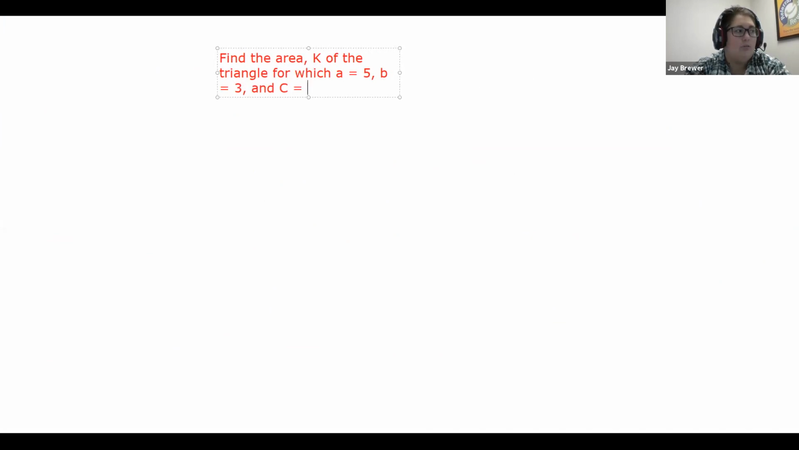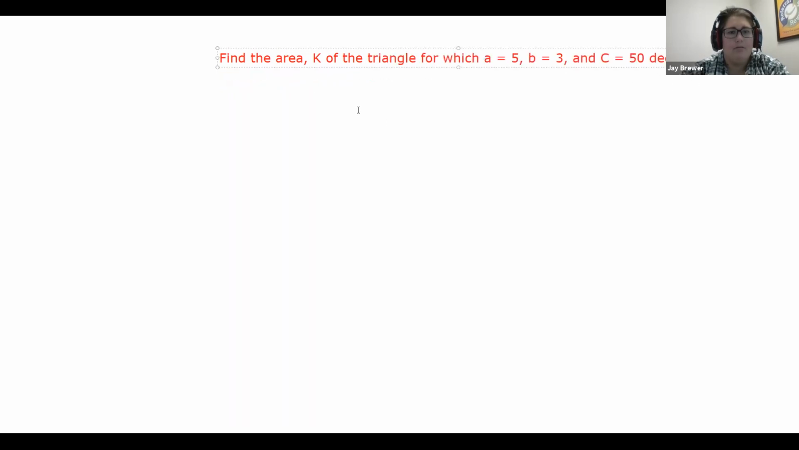Okay, so this is the problem we're going to focus on. If we are given the following, find the area K of the triangle for which A equals 5, B equals 3, and angle C equals 50 degrees. Okay, so that's our problem.